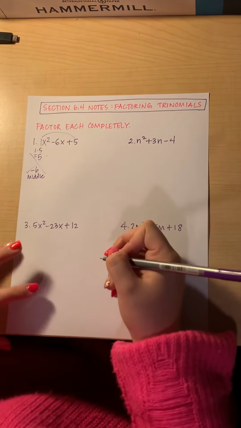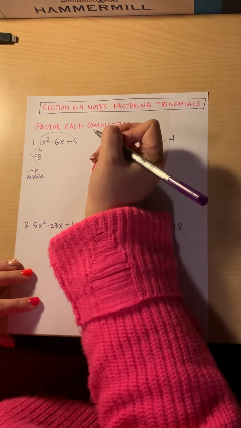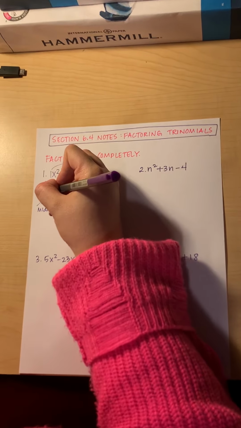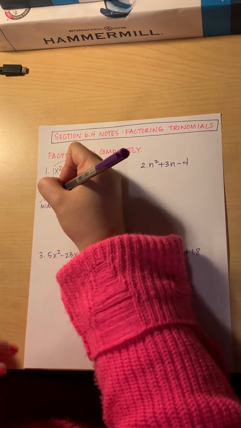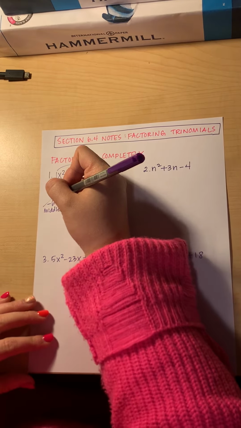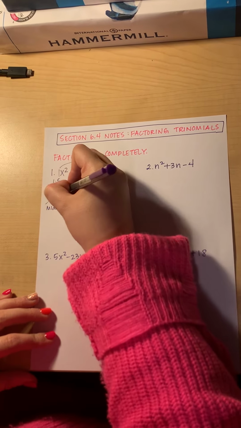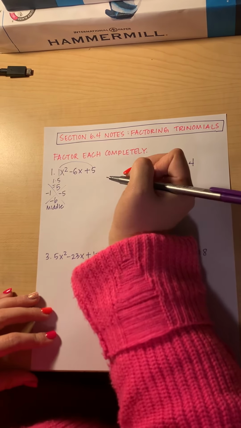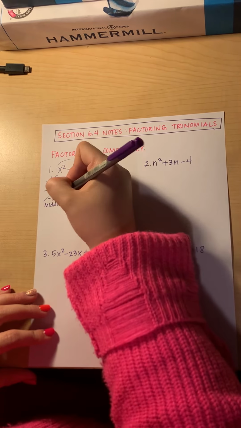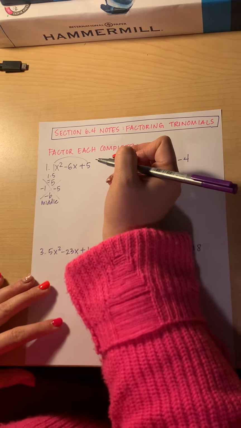Now to factor, we solve this diamond problem. So we have to remember what two numbers multiply to 5 but add up to -6. That's where the multiplication chart will come in handy. Well, we can do -1 times -5. That multiplies to +5, and then -1 plus -5 adds up to -6.